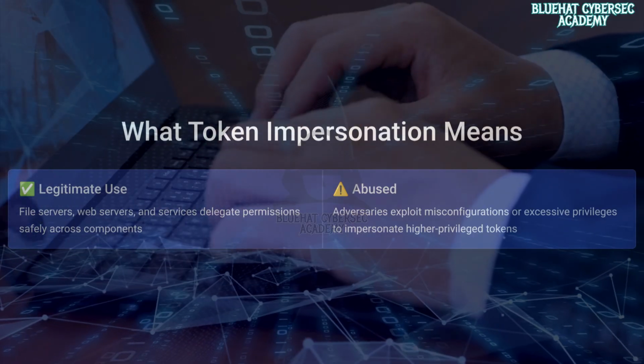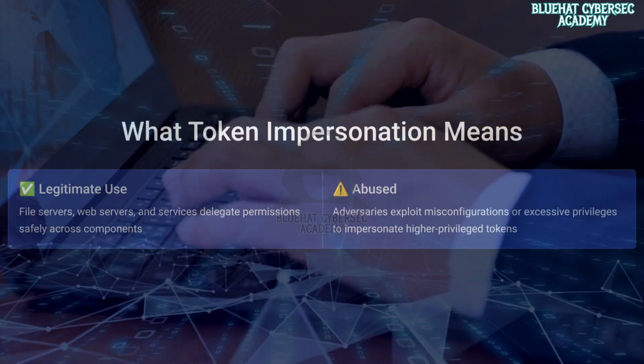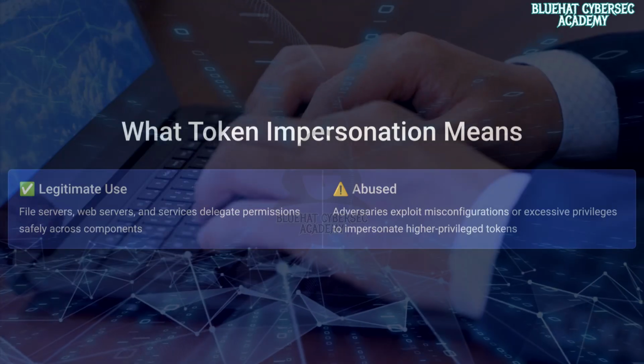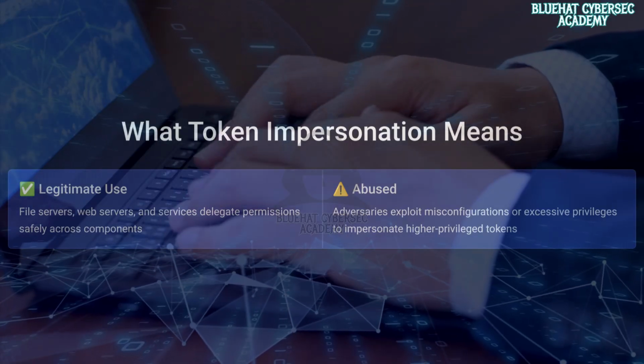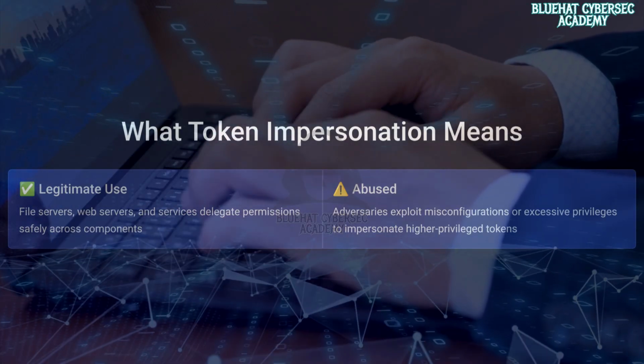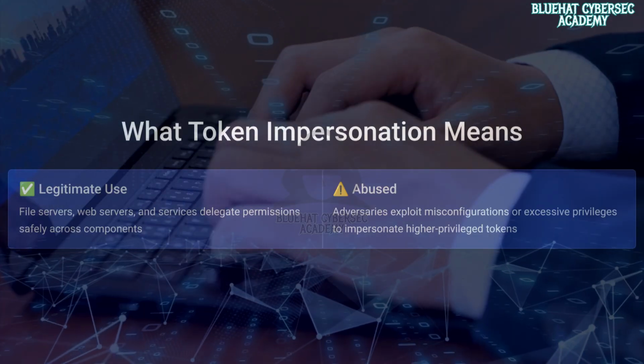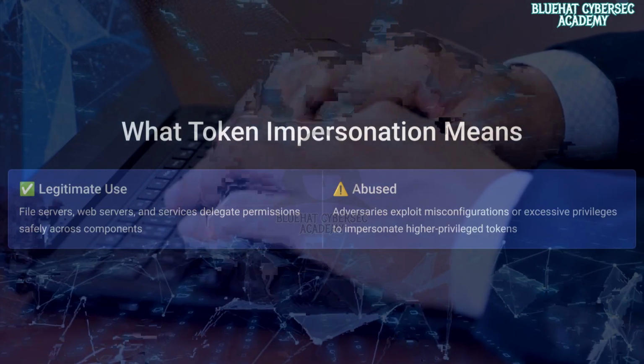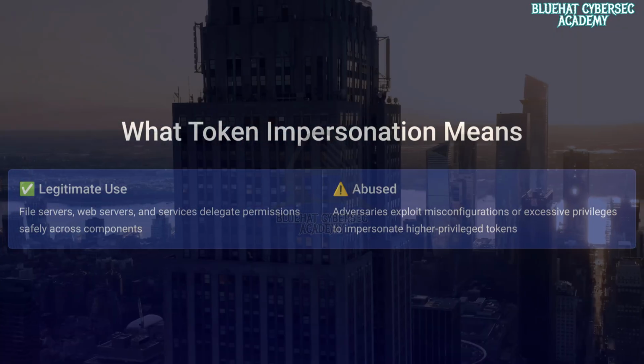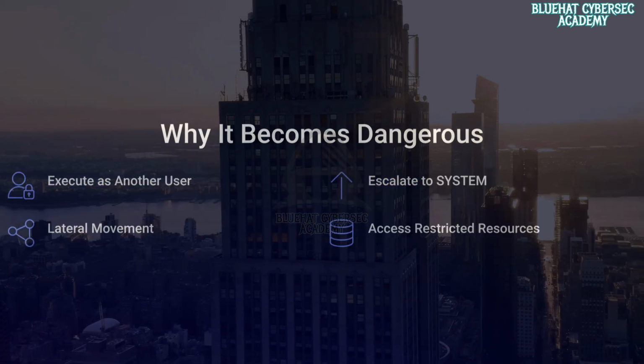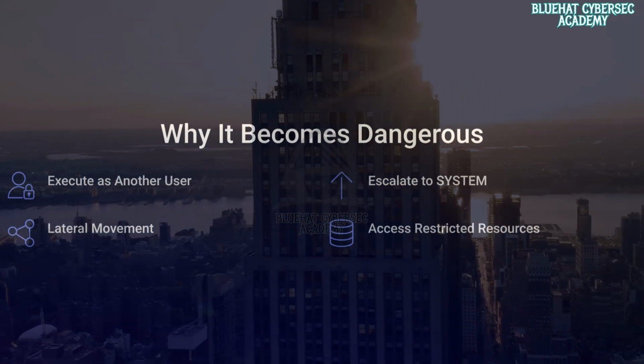But the situation changes completely when security is weak. Because in real-world attacks, if an adversary finds a way to abuse misconfigurations or overly permissive privileges, they may impersonate higher privilege tokens and effectively operate as someone else inside the system. And that's where the risk escalates.